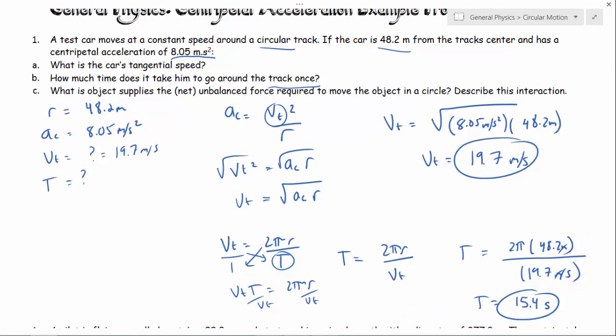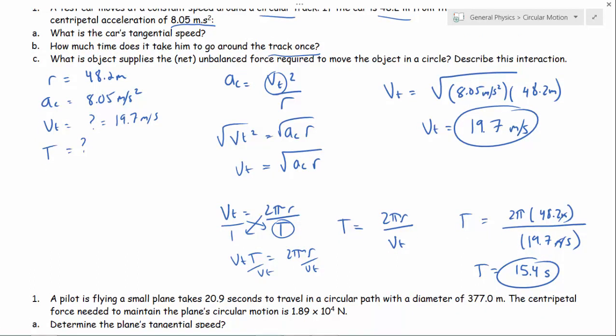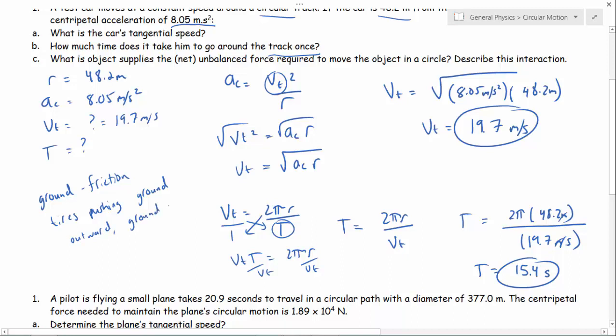It's a car moving on a circular track, so there needs to be something supplying the force. If it were on ice, it would be going in straight lines, but it's not on ice. So we can say that the ground is supplying a frictional force. Then we describe this interaction: the tires are pushing the ground outwards, and the ground pushes the tires inward.